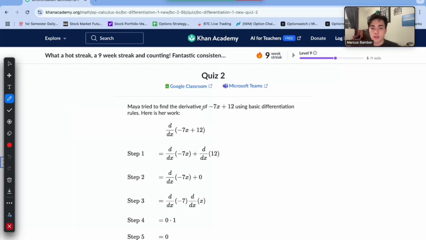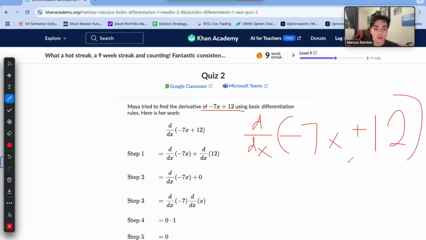So we're trying to find the derivative of negative 7x plus 12 using these differentiation rules. What I would do is solve it by yourself and then compare what you do with what this Maya person is trying to do. So of course, first we're going to have to split into two separate derivatives. This is just way more efficient this way. It's just the sum rule of derivatives. We can just split them.